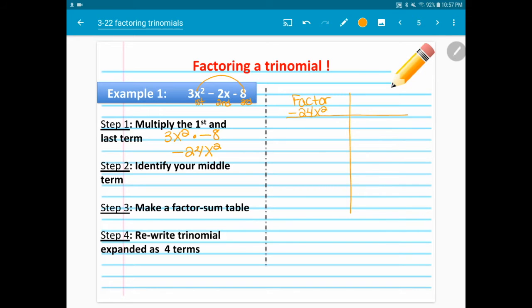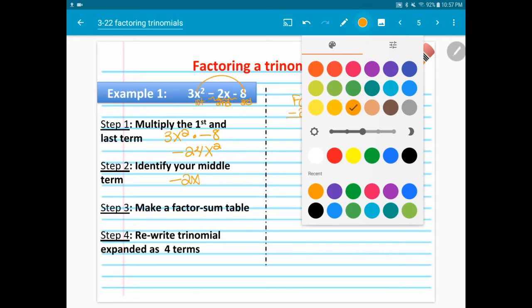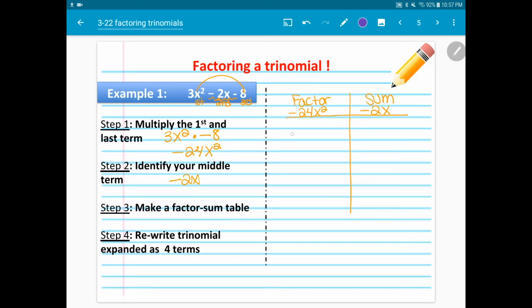All right, our middle term is negative 2x. That is going to be my sum. Okay, so our factors: 1 and 24, 2 and 12, 3 and 8, 6 and 4. And I'm going to write those a second time so I can do my negatives and my positives. So for this, these are going to be all my negatives. These are going to be all my positives. And this one's going to be reverse.